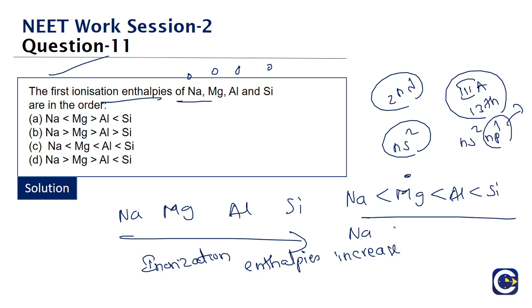So what is the trend we can say? Sodium less than magnesium, but magnesium will not be less than aluminum. Magnesium will be in fact more than aluminum, which will be of course less than silicon. Okay, so this is the order we have. So what is the correct option for this? The option A, which is sodium is less than magnesium, but magnesium will not be less than aluminum. Magnesium also will be more than aluminum. Okay, and of course that will be less than silicon.